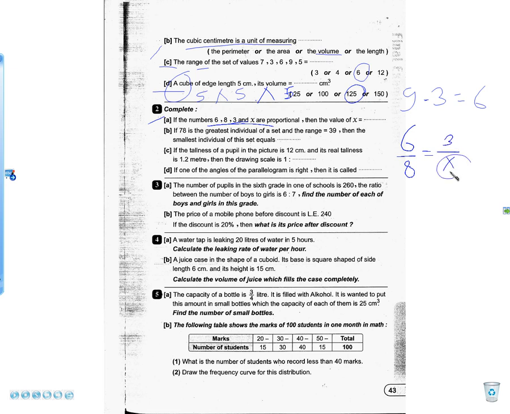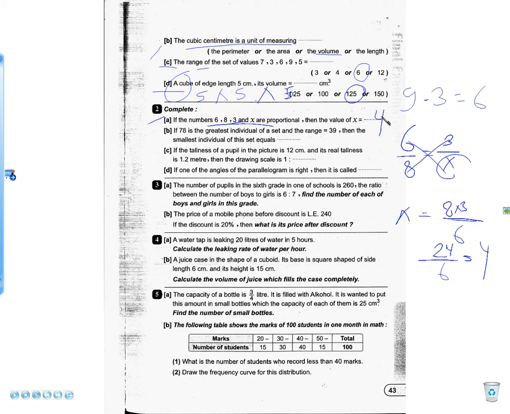How can we get the value of x? x equals, we make a cross, 8 times 3 over 6. 8 times 3 is 24, over 6, which is 4. So x equals 4.